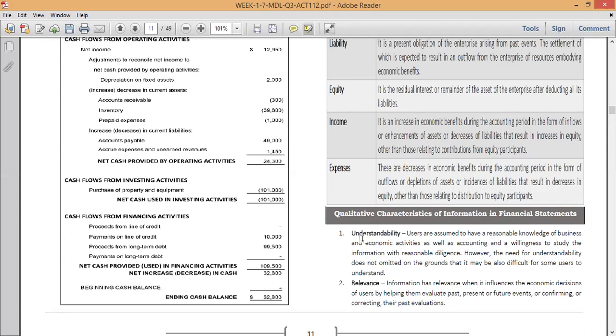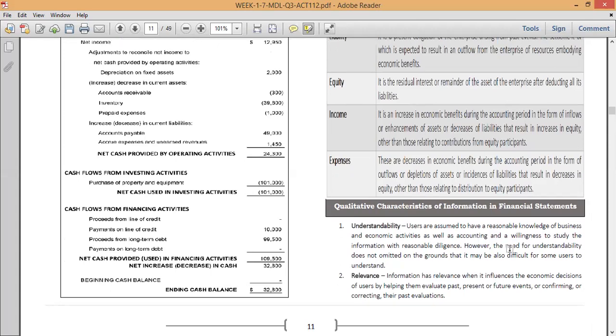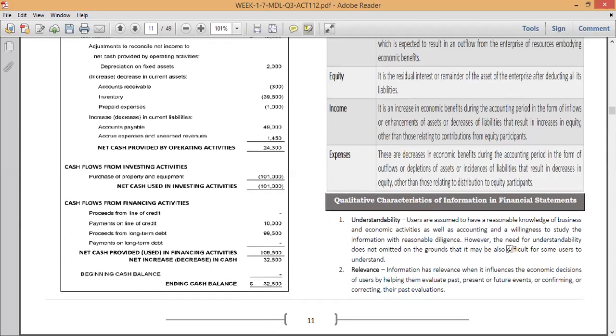Okay? So number one, qualitative characteristics is the understandability. Okay? So, dapat yung ginagawa mong financial statement is naiintindihan mo at naiintindihan ng mga kasama mo or yung magbabasa ng iyong financial statements report. So, yun lang po yung in simple terms.